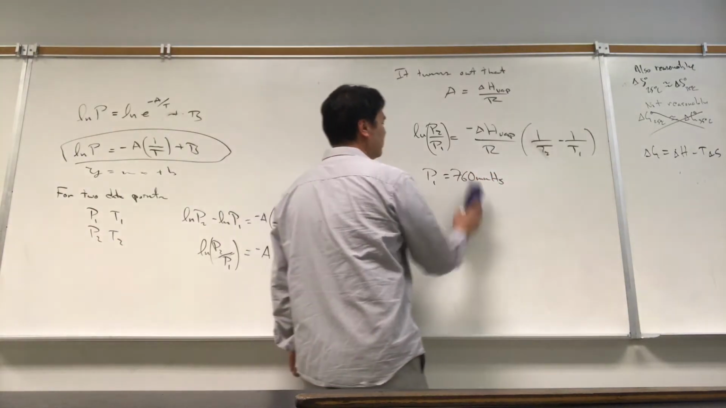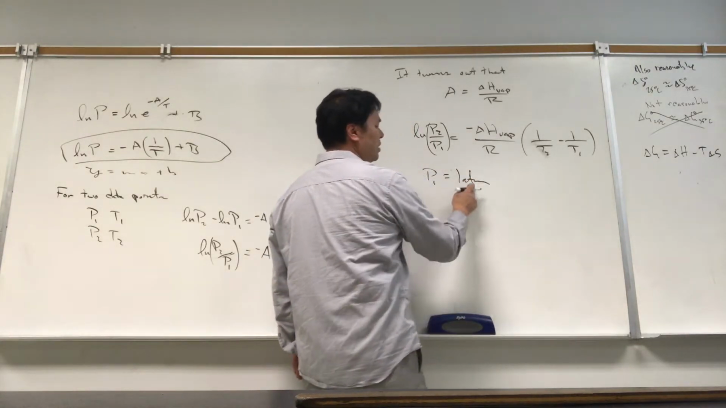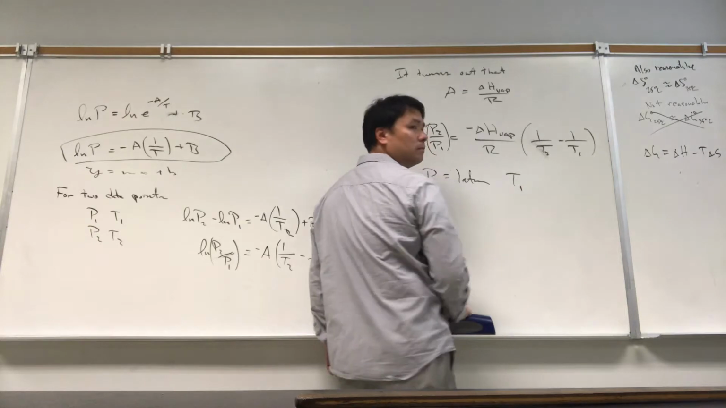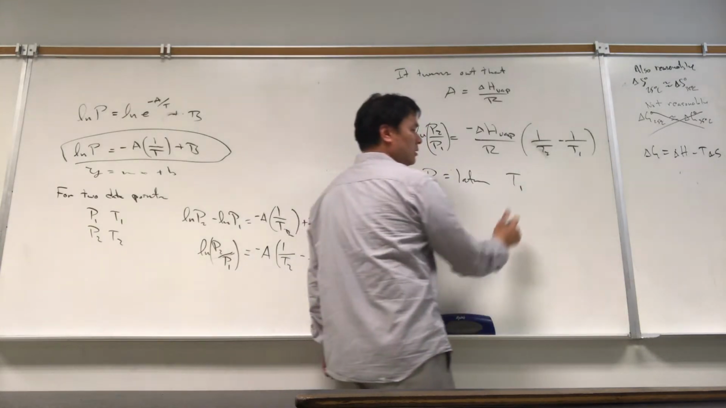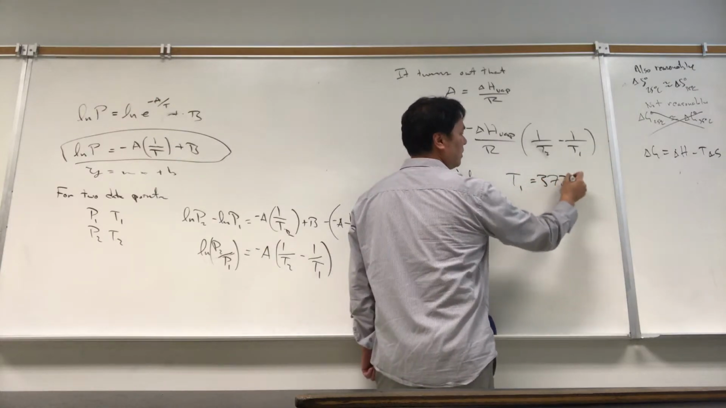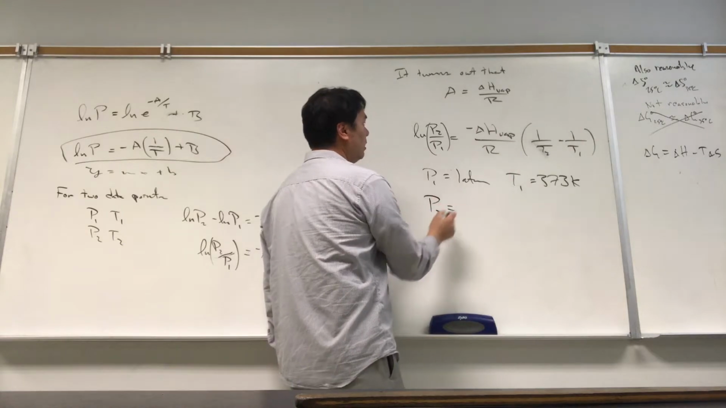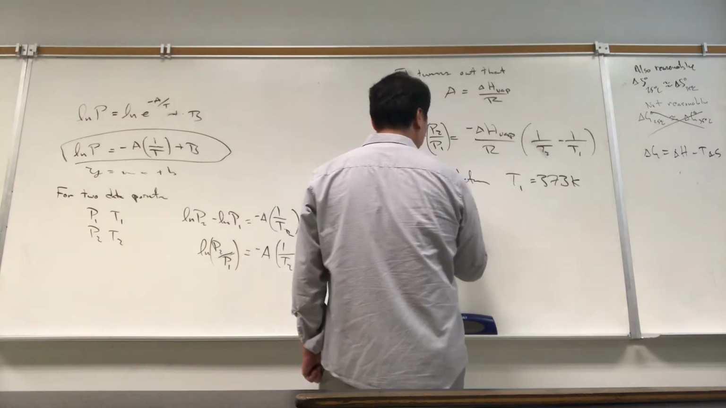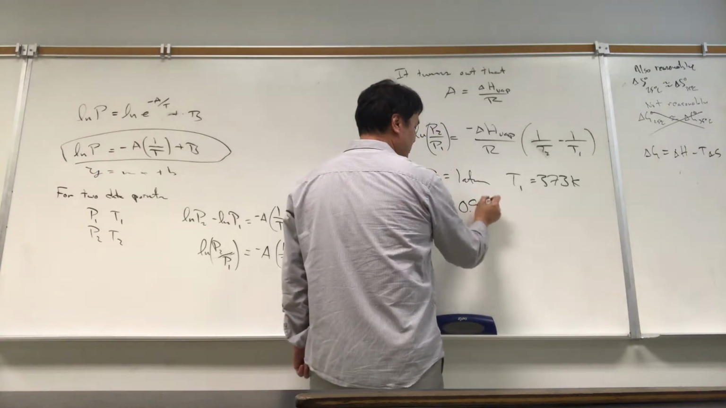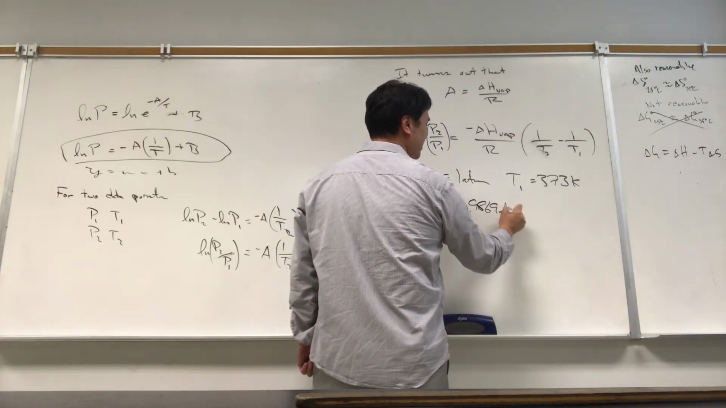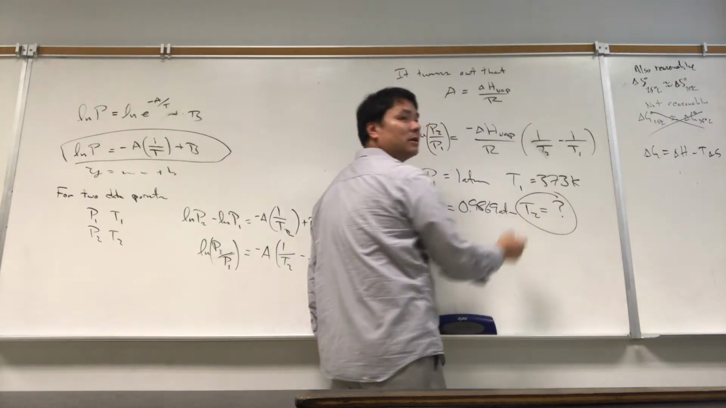The vapor pressure of water is 760 millimeters of mercury at what temperature? Actually, let's not do 760, let's just do 1 atmosphere. The vapor pressure of water is 1 atmosphere at what temperature? Everybody should know this: 373 Kelvin. What we want is a pressure not of 1 atmosphere but of 0.869 atmospheres. What's the temperature equal to when we solve for the temperature?